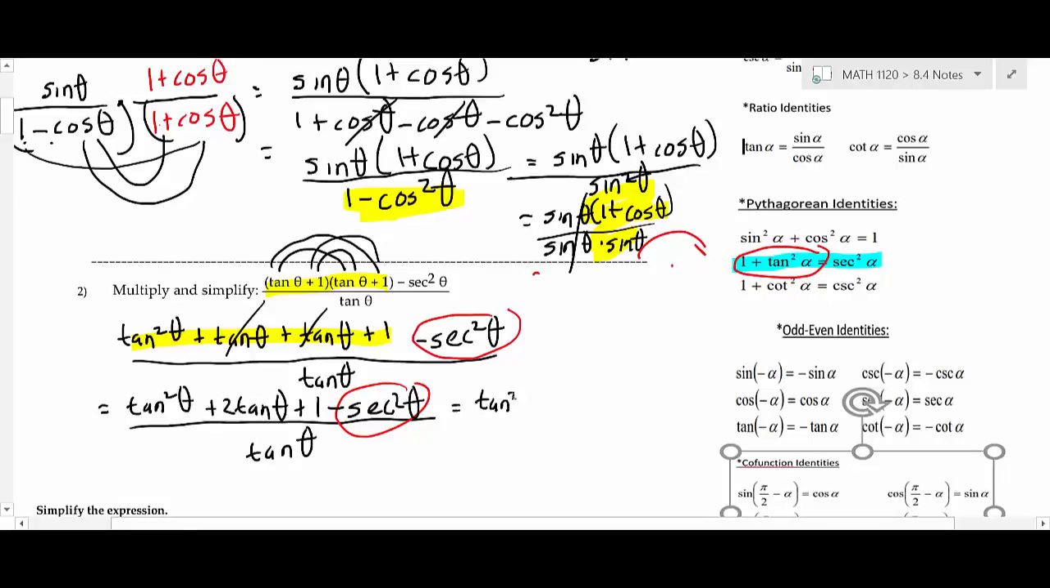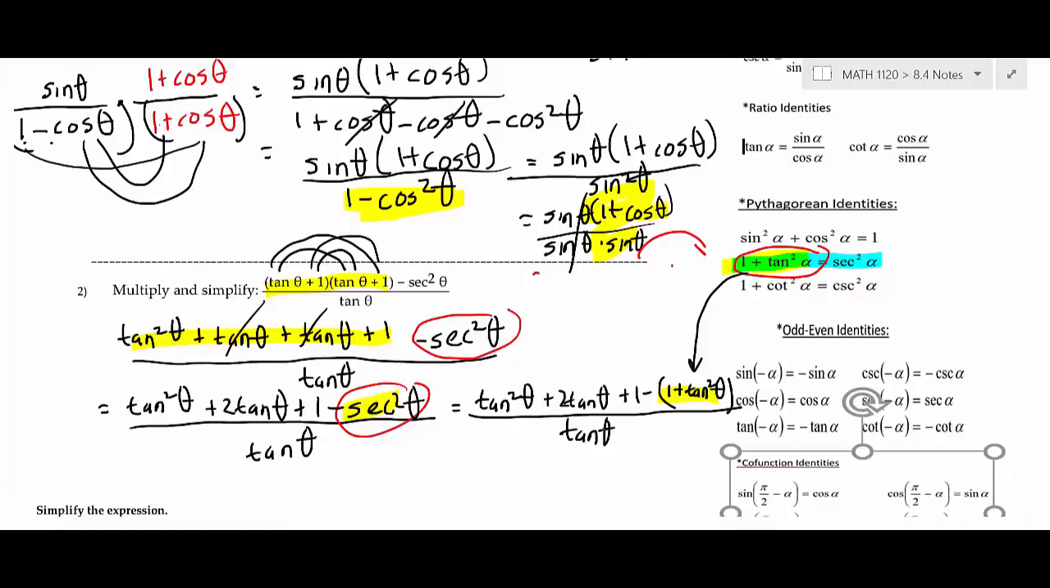So I'm going to write this down as it is, leave all that stuff alone, plus 1. Then I'm going to replace that secant squared with what it's equal to. And what's it equal to? 1 plus tangent squared. So I'm going to plug that in, and then that whole mess is over tangent theta. What I've done so far is just a couple of basic things. I FOILed that out, collected like terms, and now I replaced secant squared with what it's equal to in that identity. Everybody follow me on that?